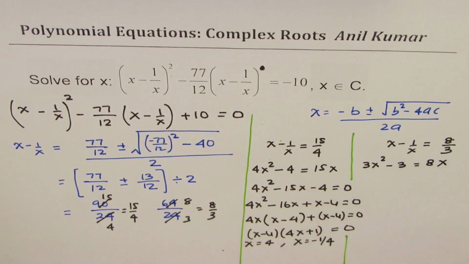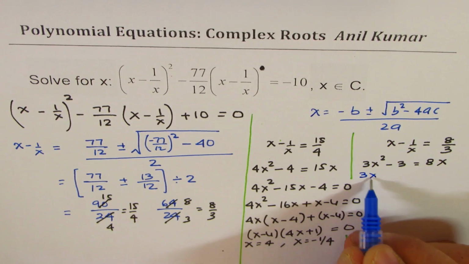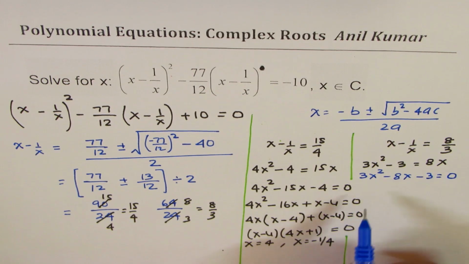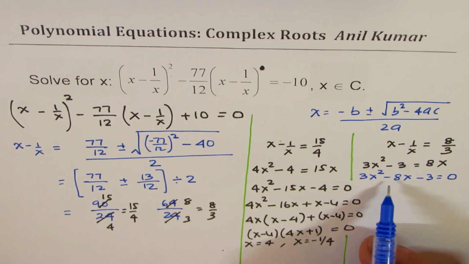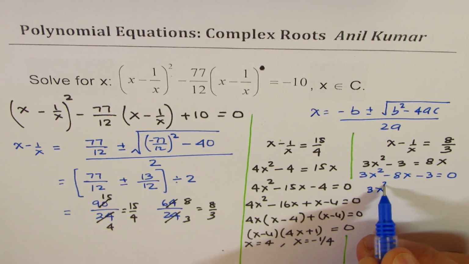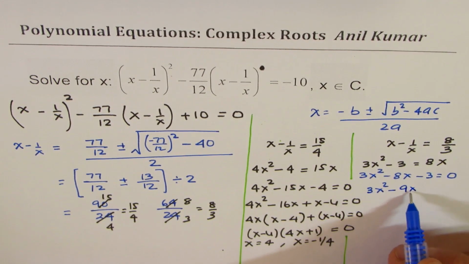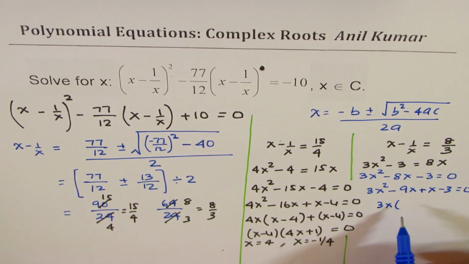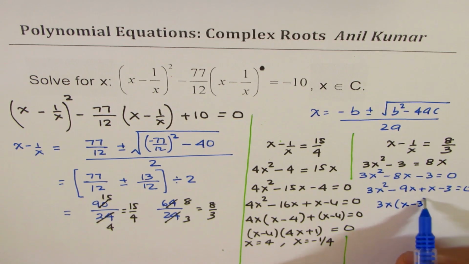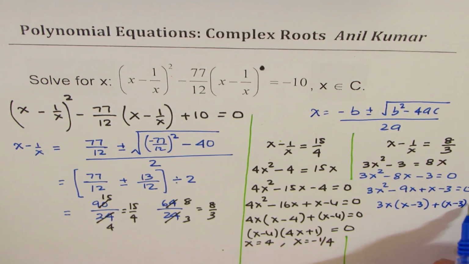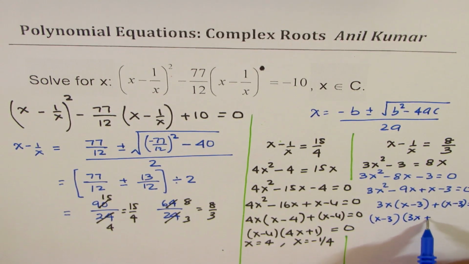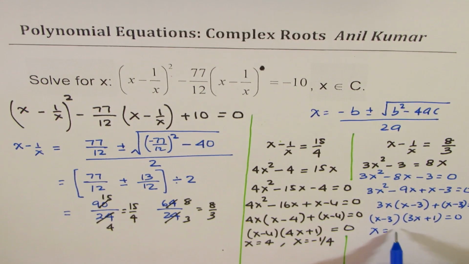Bringing them together, we have 3x squared minus 8x minus 3 equals 0. 3 times 3 is 9, minus 9. So we could write this as 3x squared minus 9x plus x minus 3 equals 0. So 3x is common. We get x minus 3 plus x minus 3 equals 0. Now x minus 3 is common, and we get 3x plus 1 equals 0. So we have solutions x equals 3 and x equals minus 1 over 3.